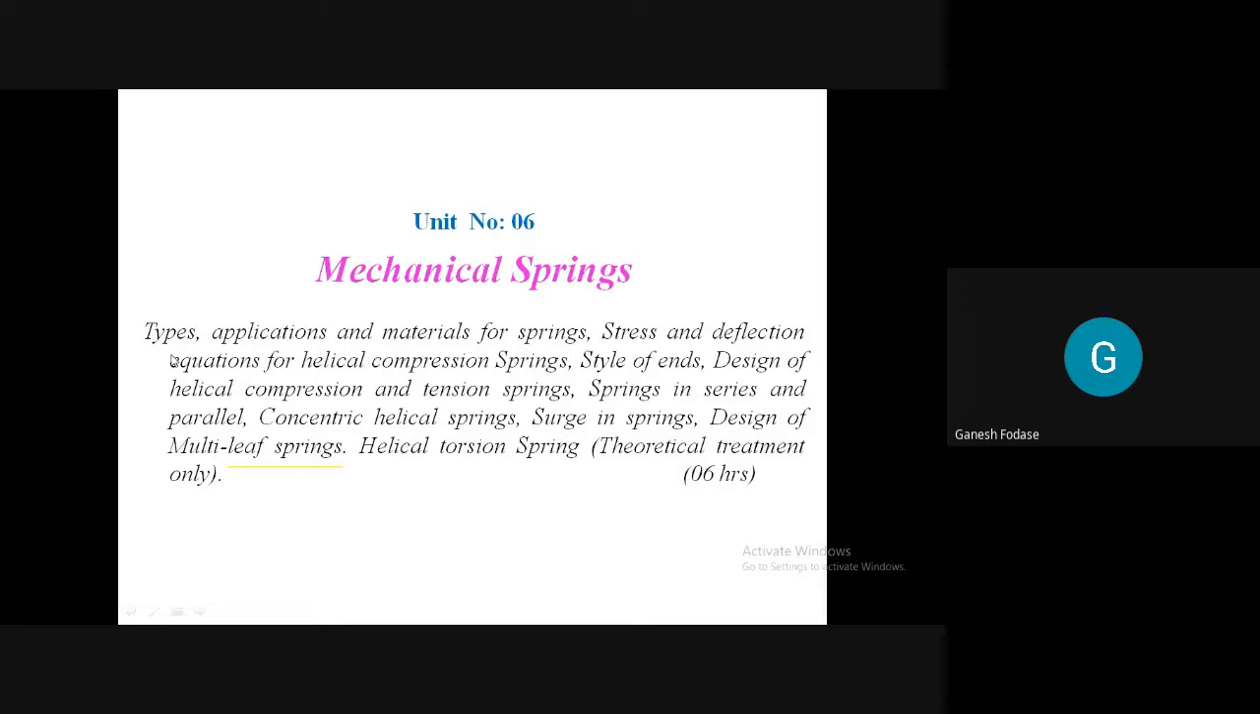In this unit, the topics we need to cover are types, applications, and materials for spring. Then, stress and deflection equations for helical compression spring. Then, types of ends of spring, design of helical compression and tension spring. Then springs in series and springs in parallel, the basic combinations, force and deflection equations. Then we'll talk about concentric helical spring, surge in spring, design of multi-leaf spring, and lastly helical torsion spring, which is for theoretical treatment only. These are the topics that we need to cover in the spring chapter.